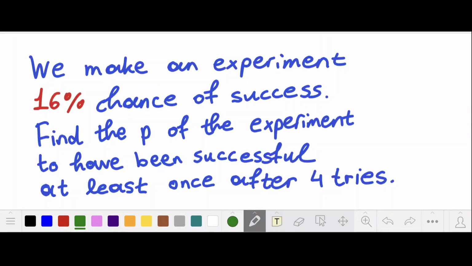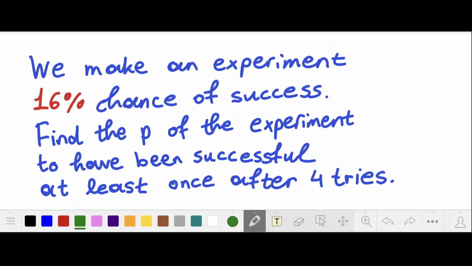We demonstrate the use of the complementary probability with the following example. An experiment has a probability of 16% to be successful after a try. Each try is equally likely to be successful. And the question is, what is the probability of this experiment to have been successful at least once after 4 tries? The truth is, we cannot compute the desired probability at once.